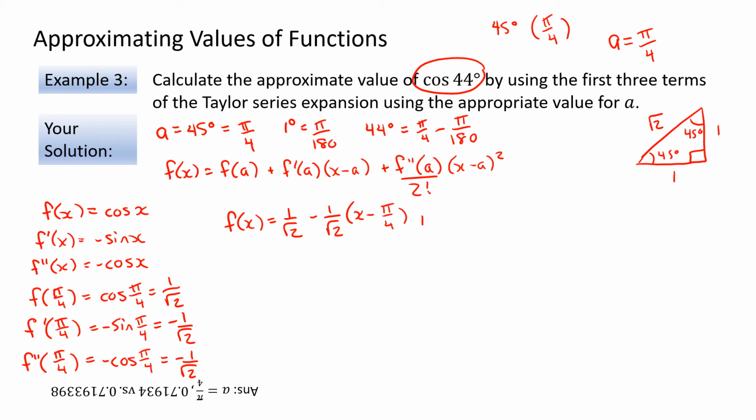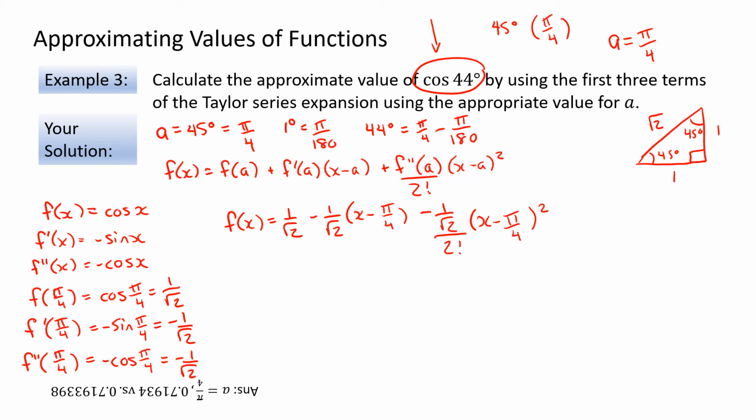plus, in this case, f double prime, which isn't a plus, it's a negative because it's negative 1 over root 2, divided by 2 factorial, don't forget that, times x minus pi by 4 squared. So now we have the Taylor series. So the trick is knowing that we have 44 degrees, we can substitute 44 degrees in and find the answer. Okay, it's as simple as that.